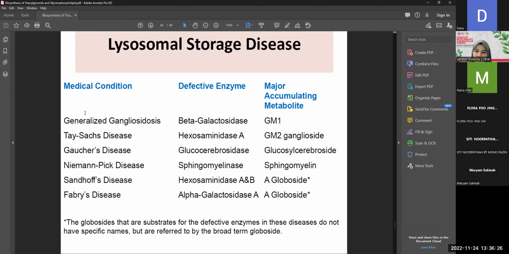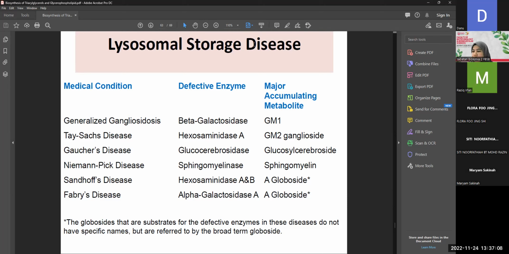We have generalized gangliosidosis, Tay-Sachs disease, Gaucher disease, Niemann-Pick disease, Sandhoff disease, and Fabry disease. In all these medical conditions, a defective enzyme leads to the condition. We are going to look at the role of this enzyme and what led to its deficiency, which leads to many problems.